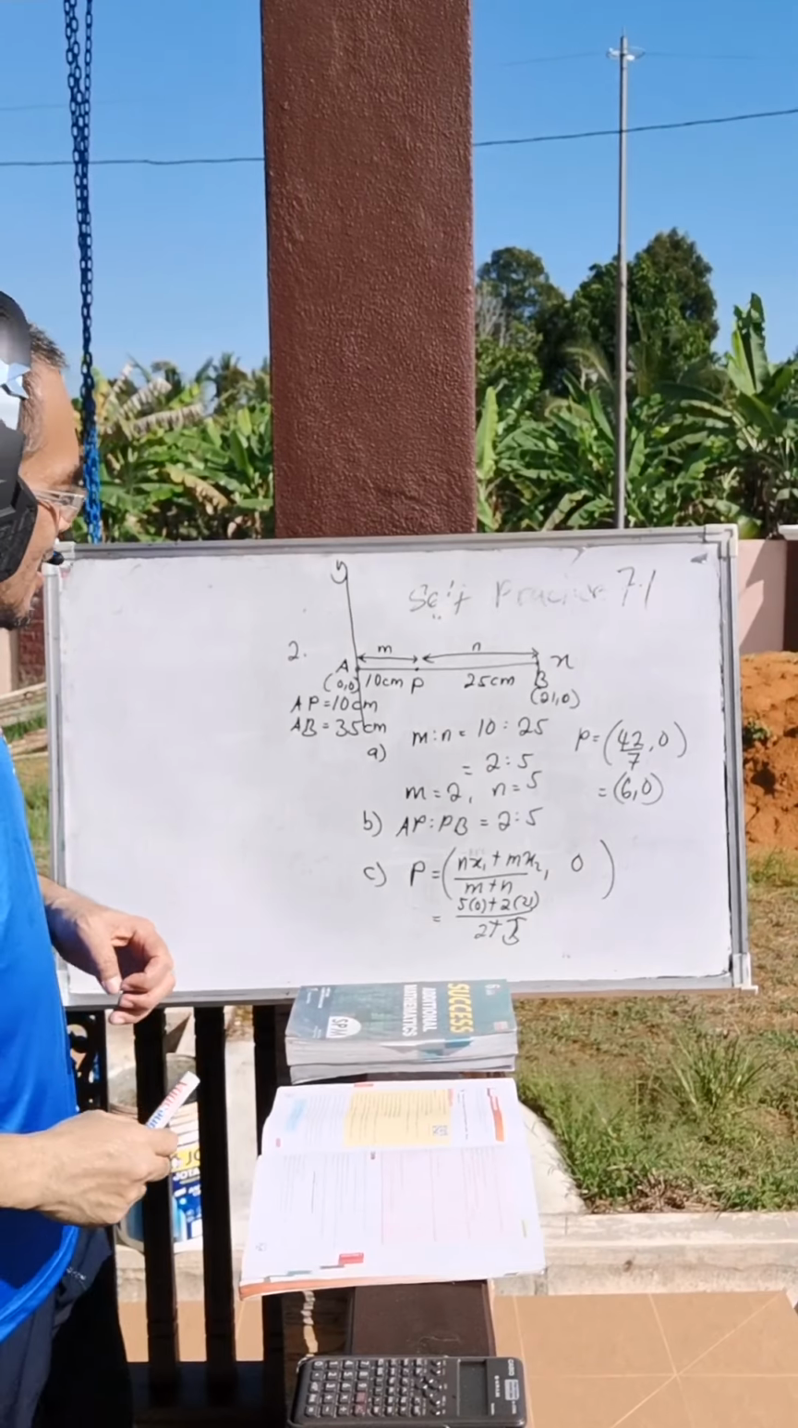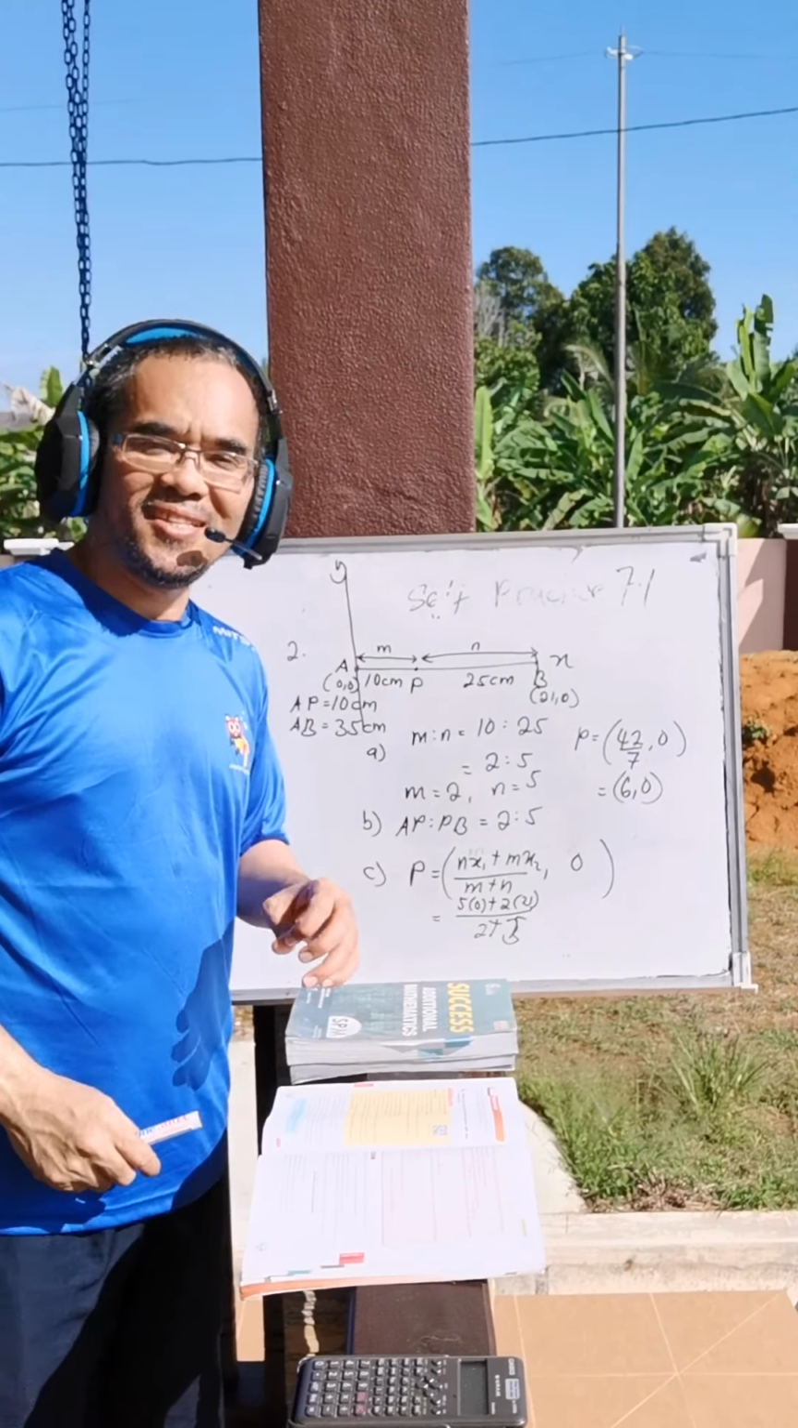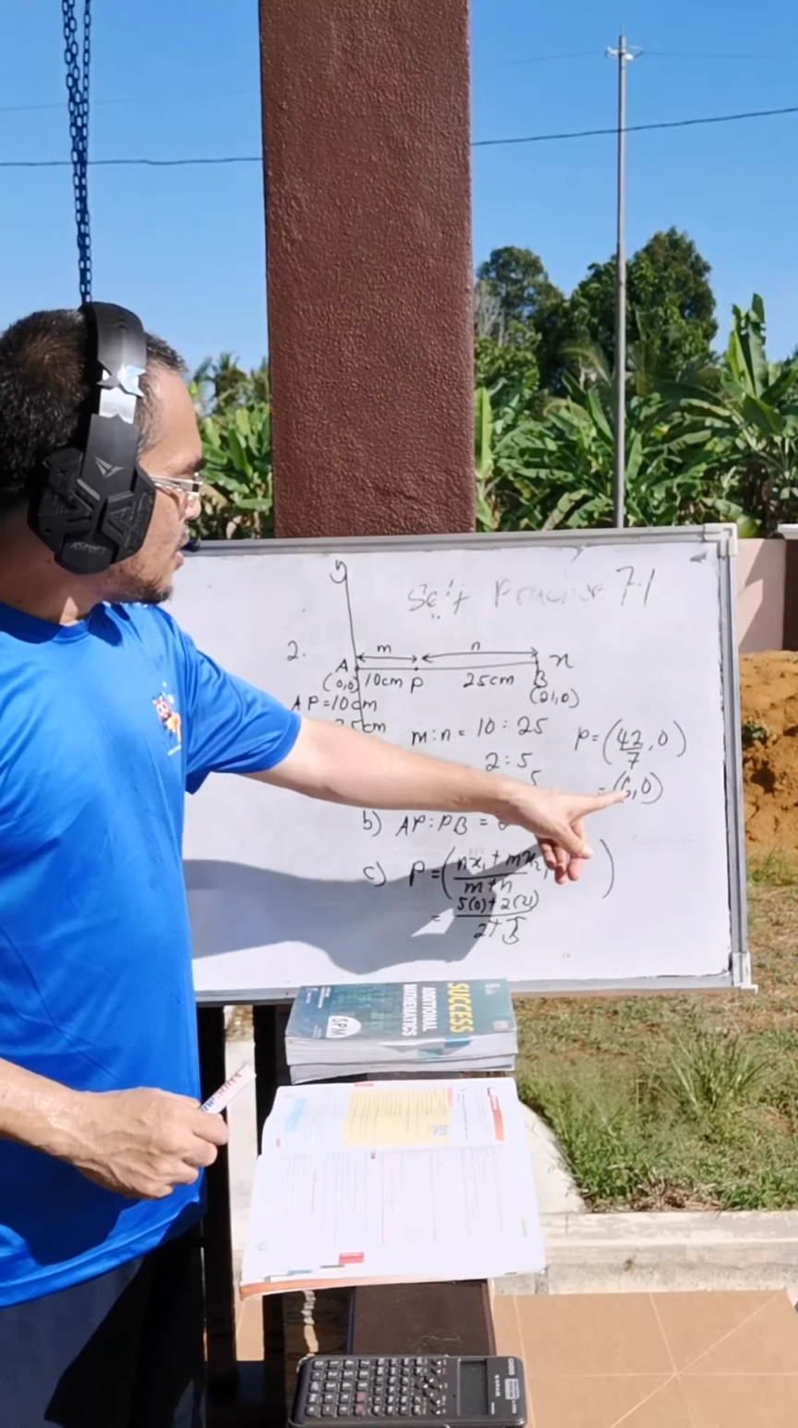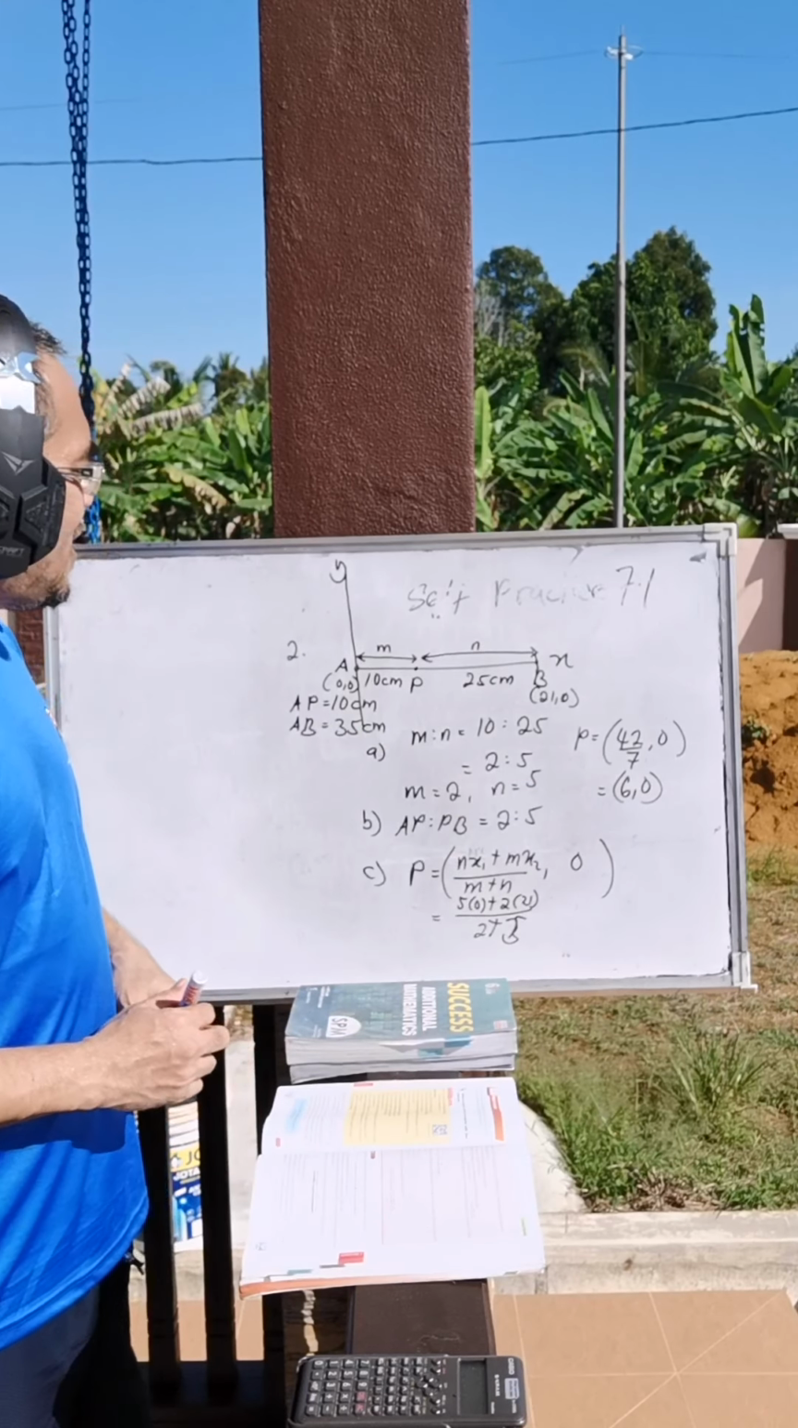Okay, that's why there's some disturbance, there's an alarm. So the coordinate of P will be (6, 0).